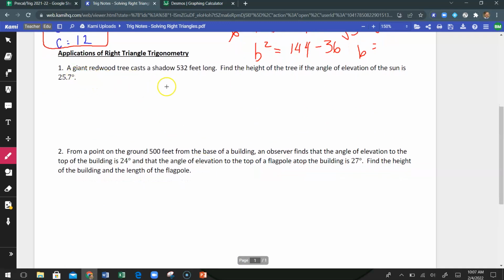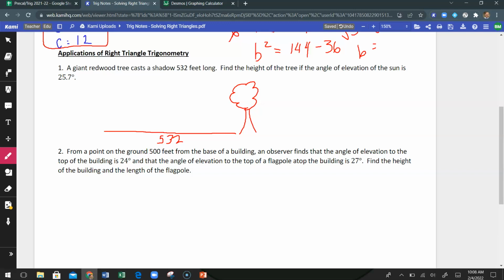So number one, a giant redwood tree casts a shadow that is 532 feet long. Find the height of the tree if the angle of elevation of the sun is 25.7 degrees. So I've got a tree. Its shadow is 532 feet long. So the shadows are on the ground. I often get students that put shadows as the hypotenuse. That would be incorrect because shadows are on the ground. They do not have any kind of height to them.